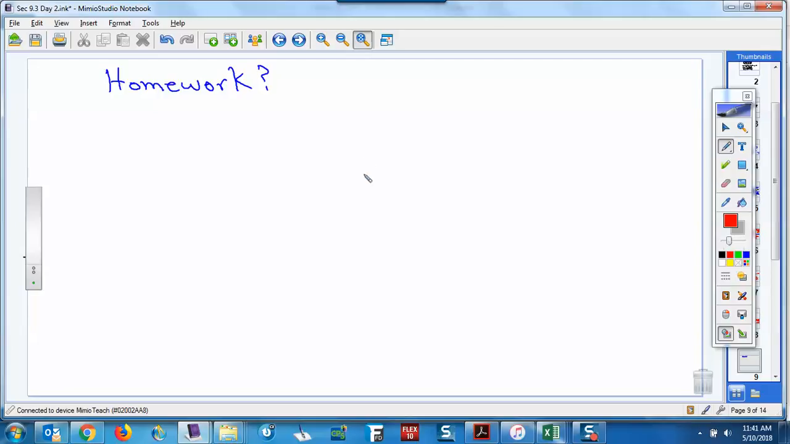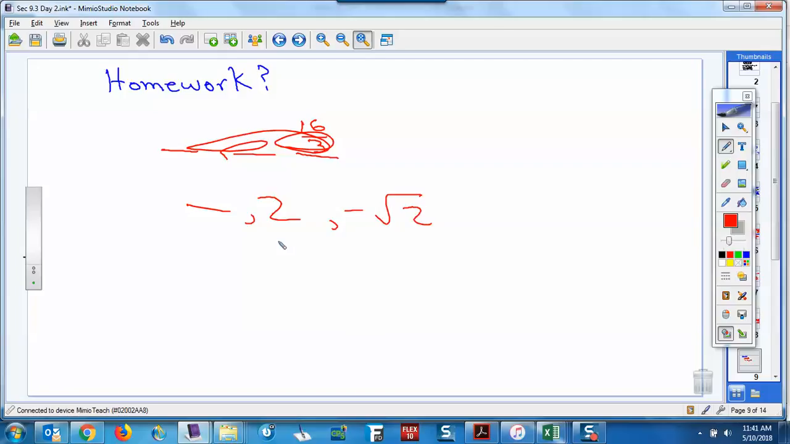So 55 says the third term is 16 thirds. Sometimes I'll write these out this way. So which one's this one? Oh, that's the wrong one. 55 says A2 is 2 and A3 is -√2. And they want to know the 5th term, right? So how could we do that? Well, this one's actually a little easier. Because what do we need?